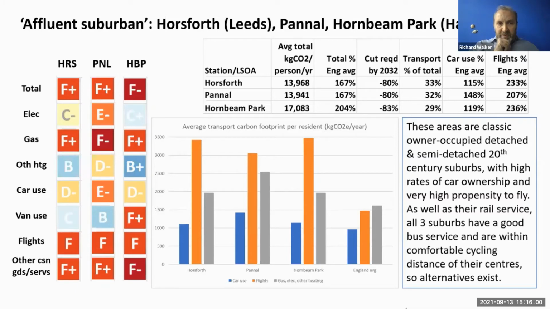Now, a lot of people would say maybe these areas have no choice but to use the car. But actually, these suburban areas, as well as having access to rail service, have a good bus service, and they're all within comfortable cycling distance of their nearest town centre. Hornbeam Park in Harrogate is a short 5-minute cycle ride to the town centre. So alternatives are already there, but they're not currently being used.